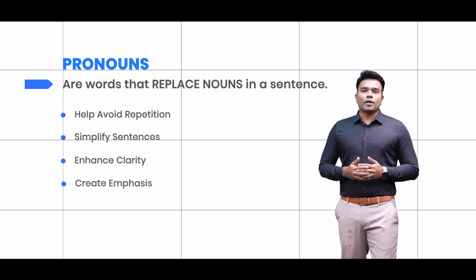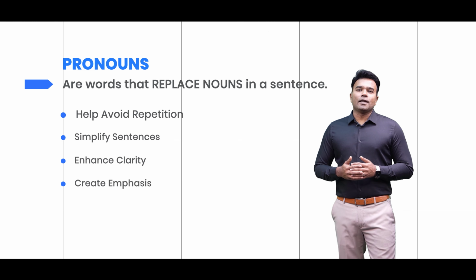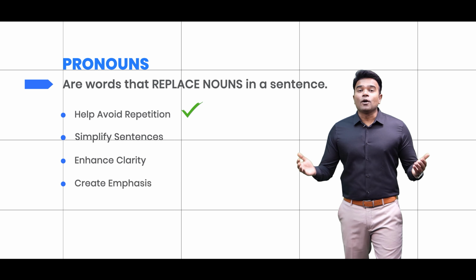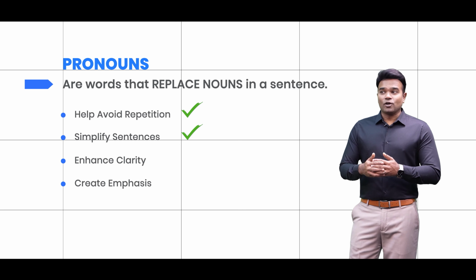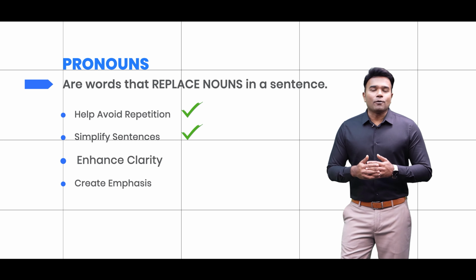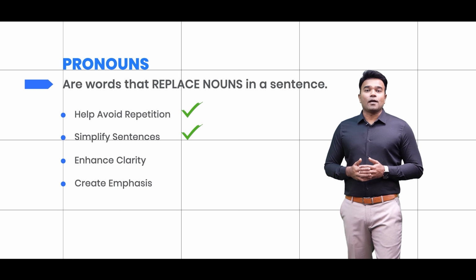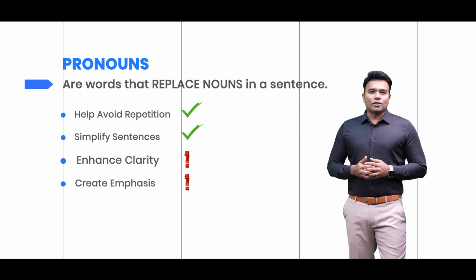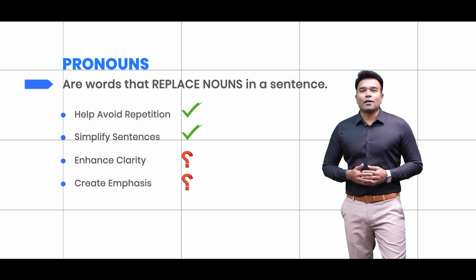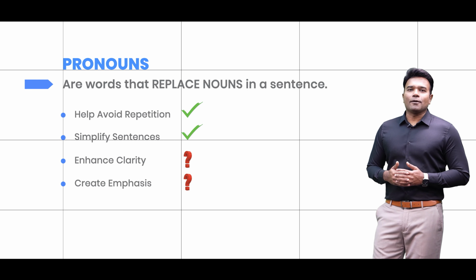Well, you have already understood that pronouns definitely avoid repetition. They also enable simplifying sentences, but then they also enhance the clarity of the sentence and help us in creating the required emphasis. Anyway, what do these two points mean? Let me proceed and explain it to you with examples.